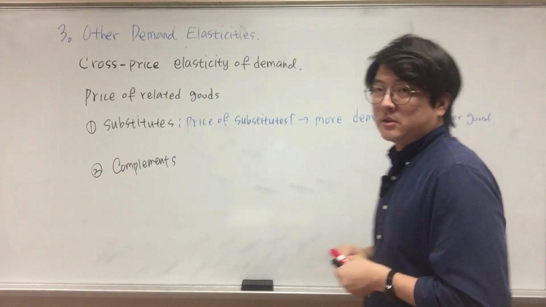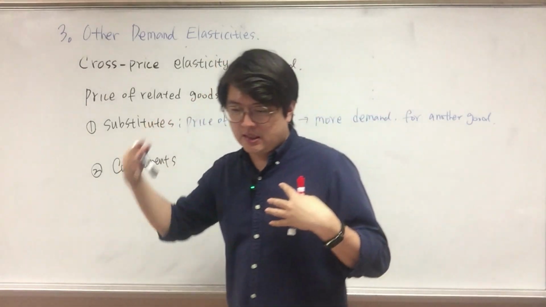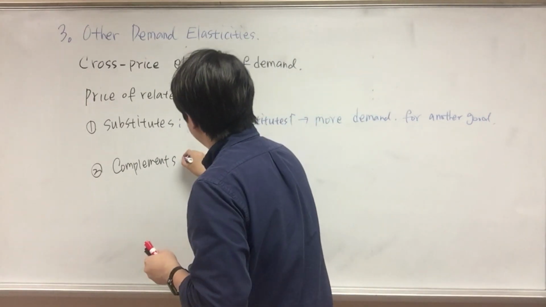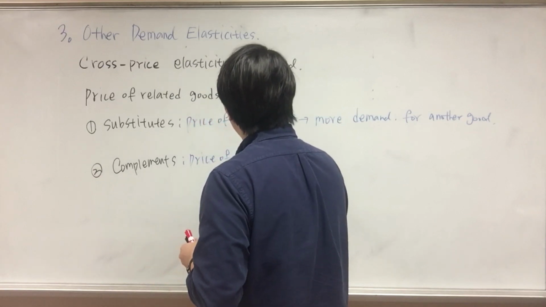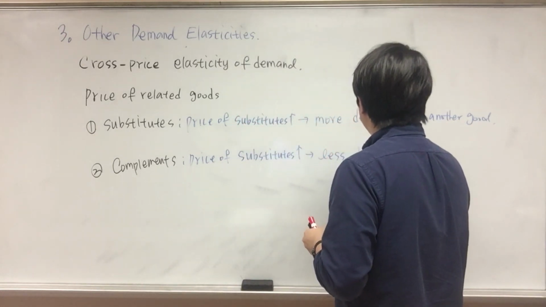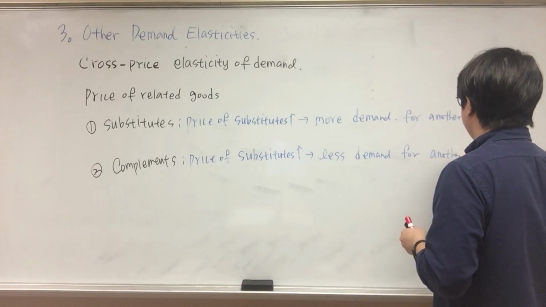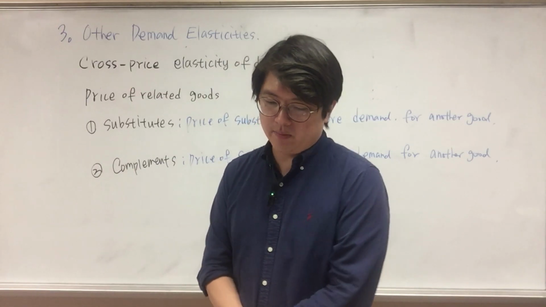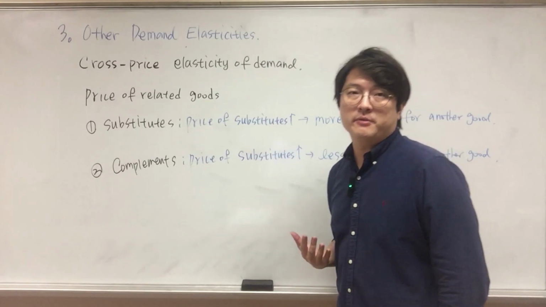How about complements? If the price of a complement increases, what happens? We have less demand for another good. So that is the substitutes and the complements. Okay, so this one is the what? Shifters of the demand curve, right?